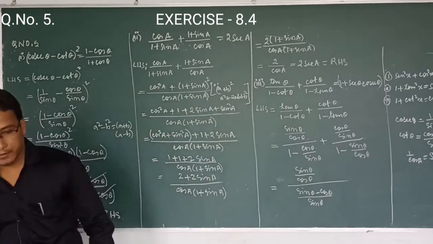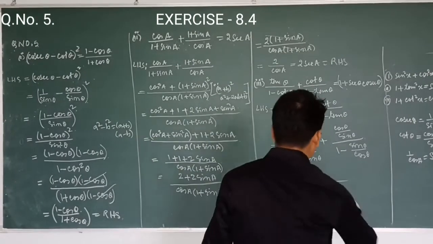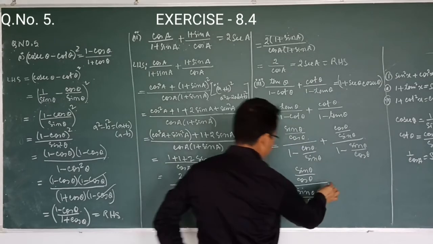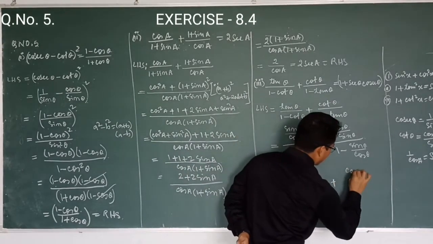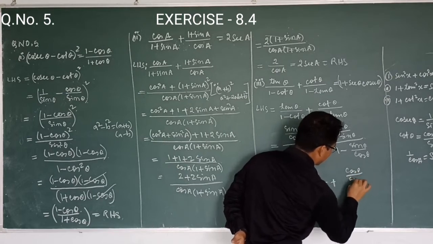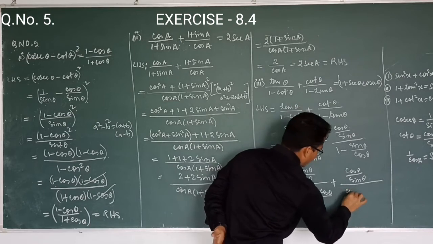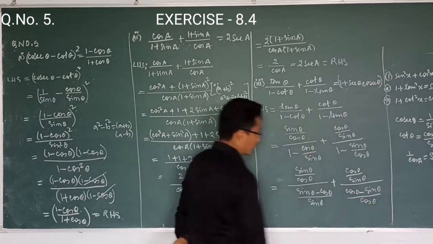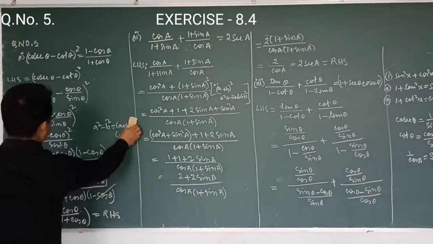And after that, the plus symbol. After that, this is cos theta by sin theta divided by cos theta minus sin theta by cos theta. Okay, after that we come to this here.